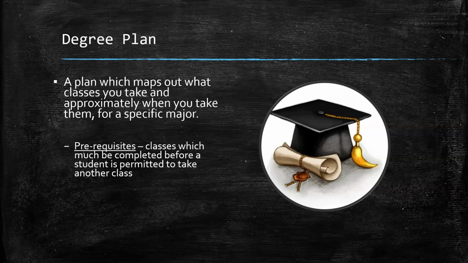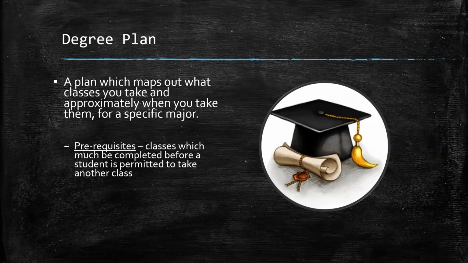So what is it? What is a degree plan? A degree plan is a plan or a guide which maps out what classes you take, and these can be ones that are required and also those that you get to choose, and approximately when you take those particular classes for a specific major. Now, remember I just said a degree plan tells you approximately when you take courses.